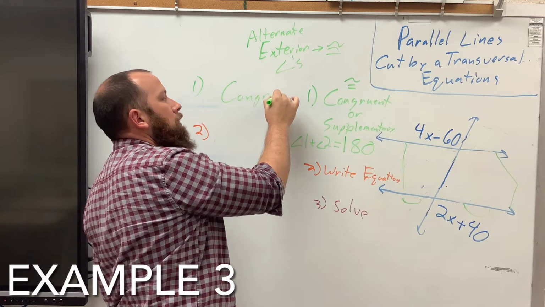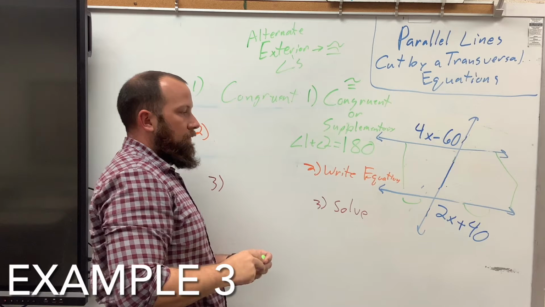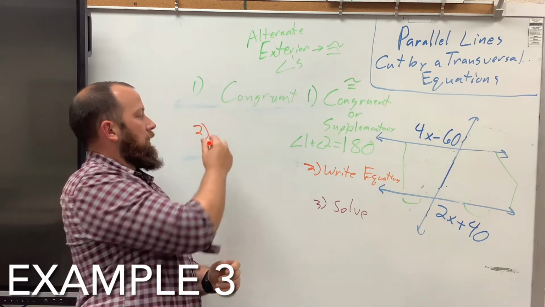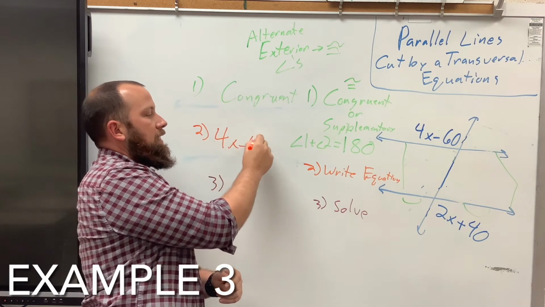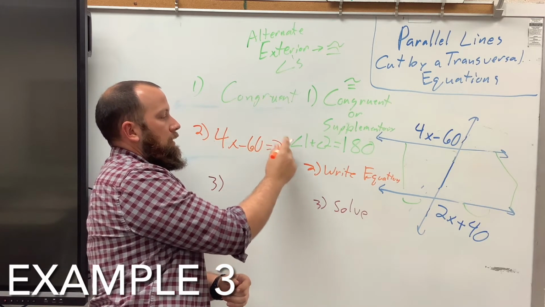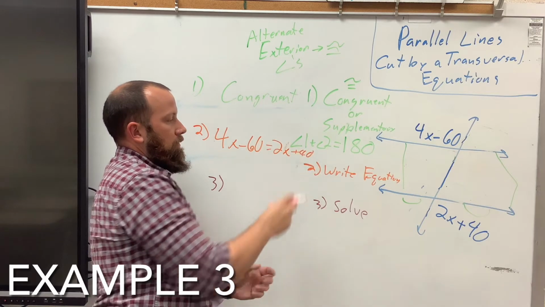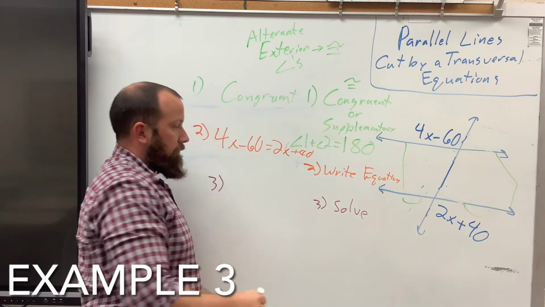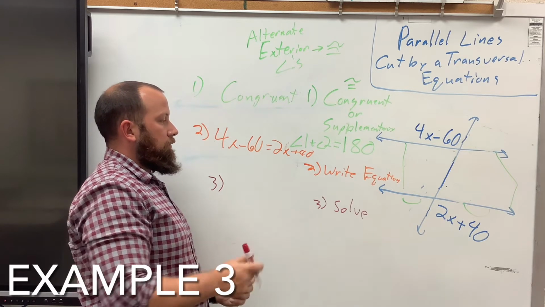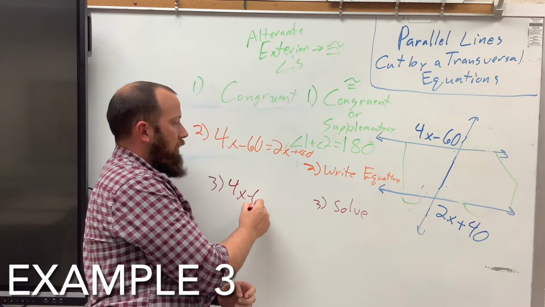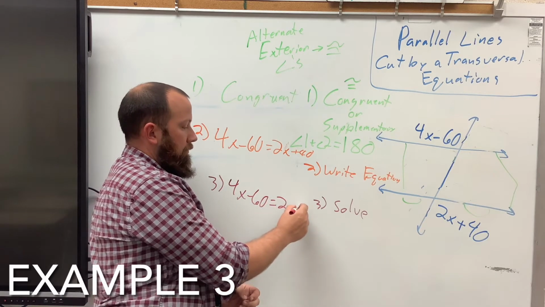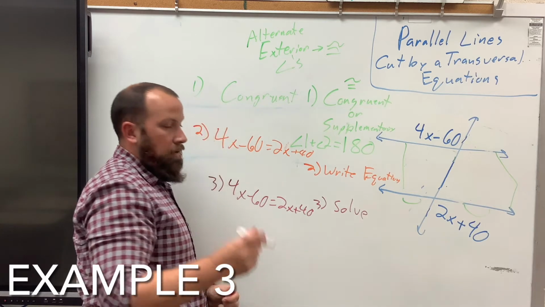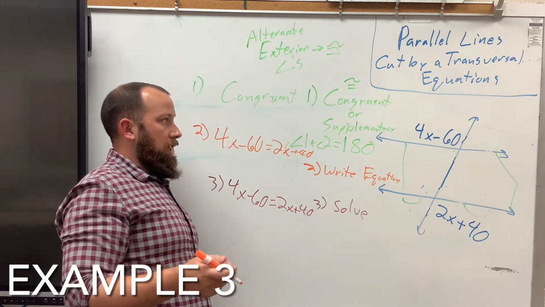So since I know they are congruent, that means I can set them equal to each other. So 4x minus 60 equals 2x plus 40. Didn't plan this out too well. Now I solve. Solving is the same way we've done the entire time. I'm even going to switch back to my colorful markers. If you've seen the other ones, I try to keep it fine.